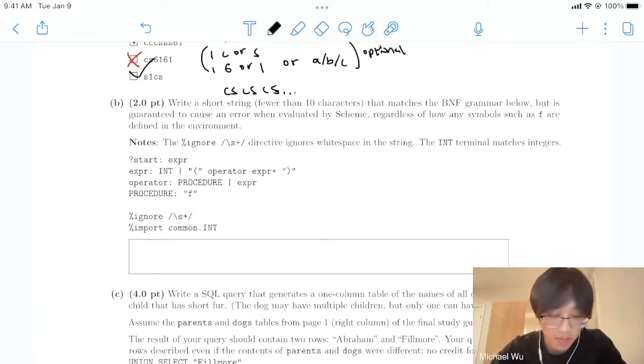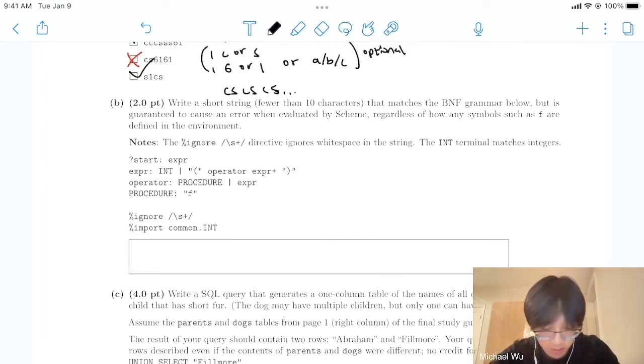So moving on to part B. Part B is going to be a BNF question. It says to write a short string of fewer than 10 characters that matches the BNF grammar below, but is guaranteed to cause an error when evaluated by Scheme, regardless of how many symbols such as F are defined in the environment. Okay, so let's just look at what the BNF structure is.